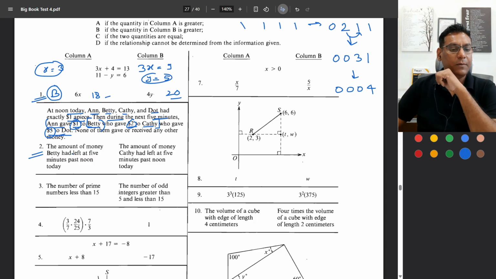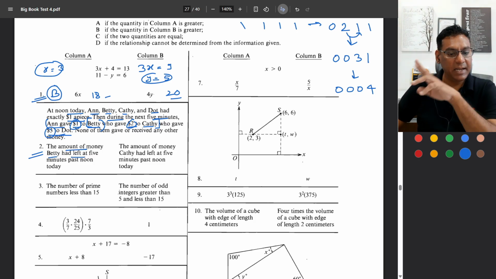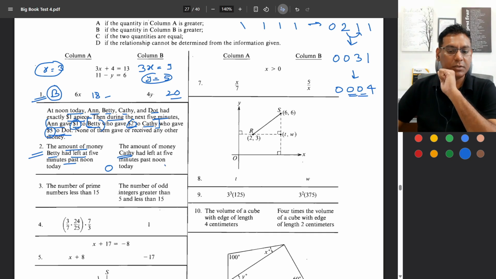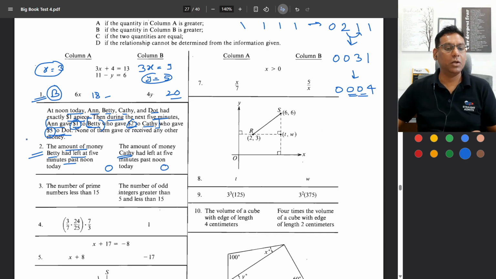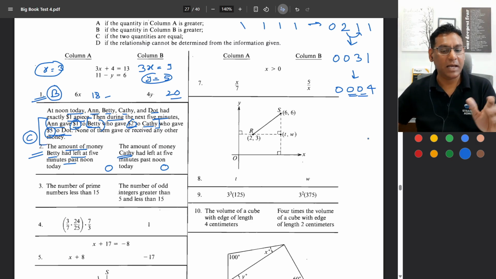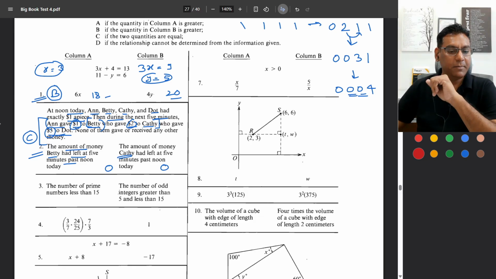Okay, what do I have to compare? The amount of money Betty had left at 5 minutes past noon. So Betty has $0, as you can see here, and the amount of money Kathy had left at the end of 5 minutes. So Kathy also has $0. So both of them have $0. Answer choice is C. Okay, I like how it's not circular but sort of a cascade transactions scenario. I like that. It's straightforward, but it's very interesting the way these transactions are happening.